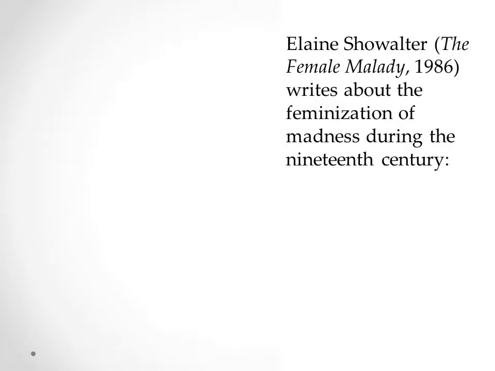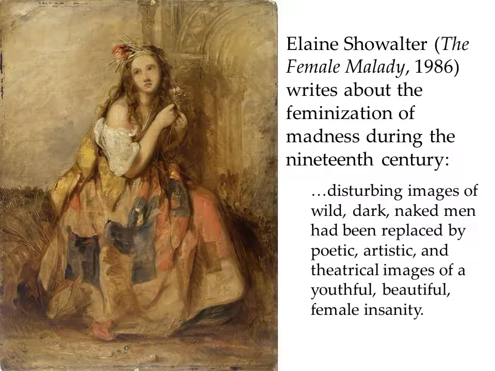There's quite a well-known book by Elaine Showalter called The Female Malady, which writes about how madness became a sort of women's thing during the 19th century, the feminization of madness. Before that, you'd had disturbing images of wild, dark, naked men, and that had been the image of insanity. But by the 19th century, it's more like the poetic, artistic, theatrical image of a youthful, beautiful woman. And that is how insanity is perceived very largely during the 19th century.